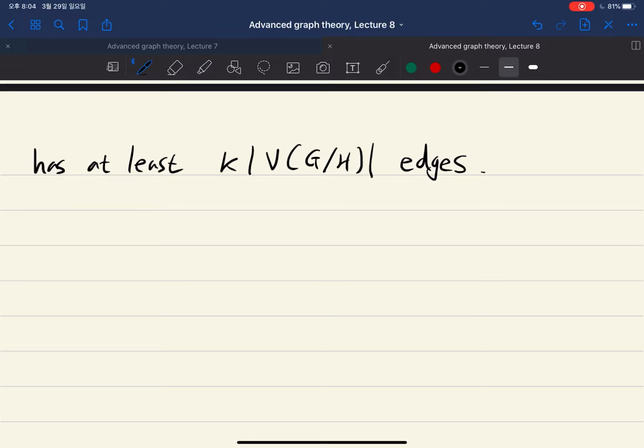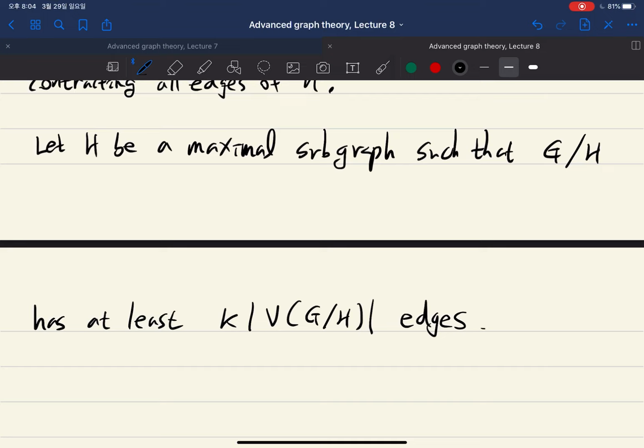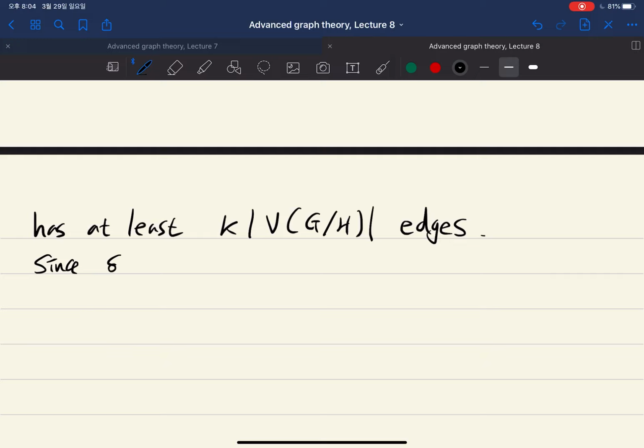So first we need to check that such H actually exists. Because we know that the minimum degree of G is at least 2K, and every one-vertex graph H satisfies this property.